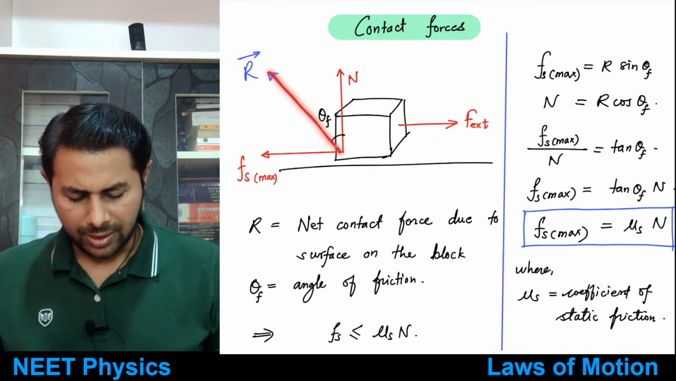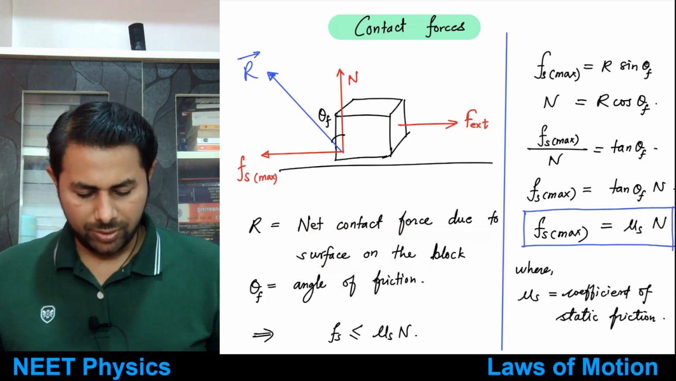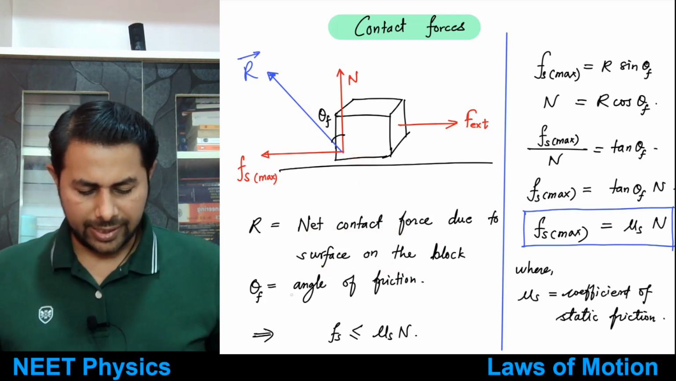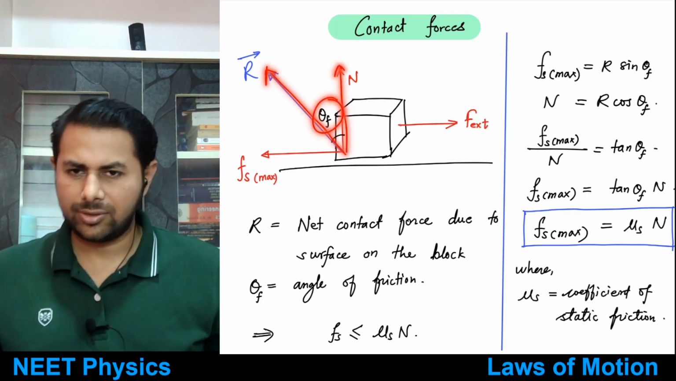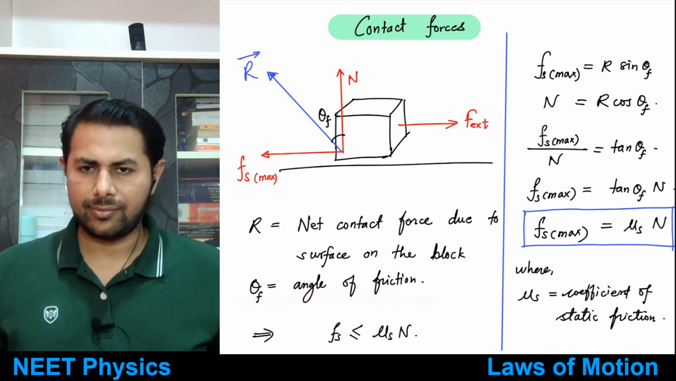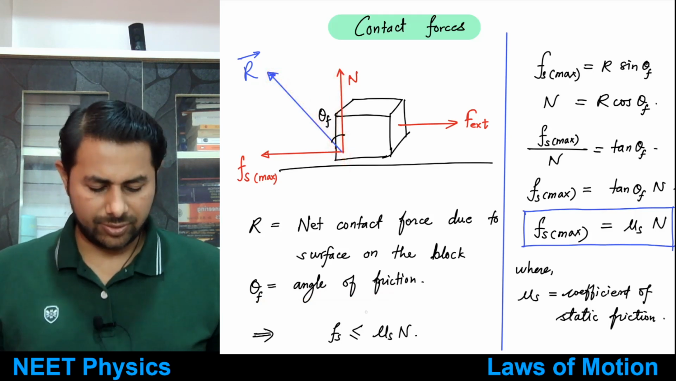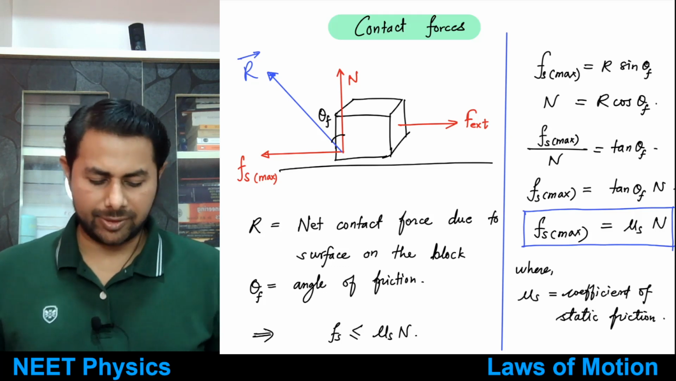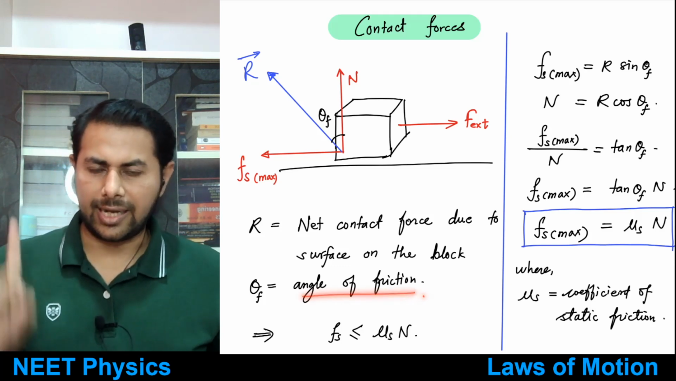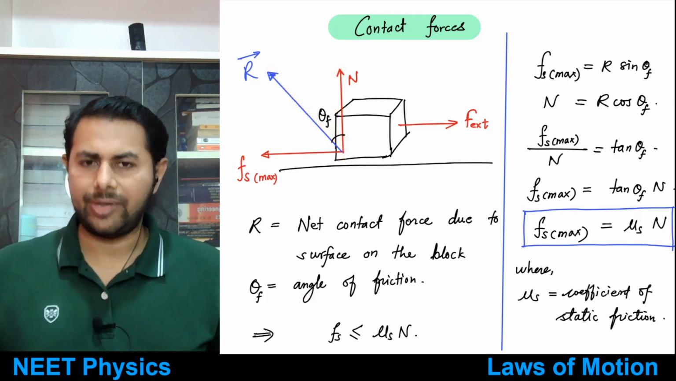So suppose R is the net contact force, total contact force or resultant contact force, due to the contact between these two surfaces, and now this R makes an angle with the normal reaction. So this angle is known as the angle of friction. Okay, so the angle made by the total contact force with the normal reaction is known as the angle of friction, right? So they can ask you sometimes, what is the angle of friction? It is the angle made by total contact force with the normal reaction.